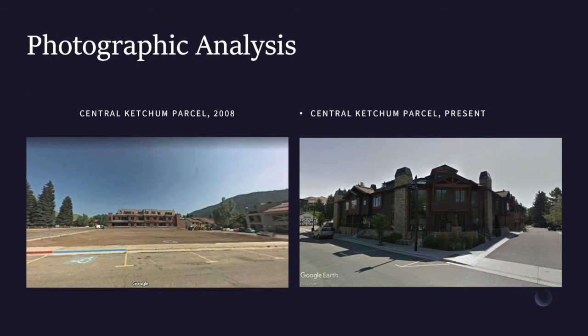So this is the kind of development that's happening in Ketchum. On this parcel stood a single-family home. It was cleared. This happened in 2008, and this is the same parcel presently today. It's at least a 3-story multi-unit building that is used for tourists.